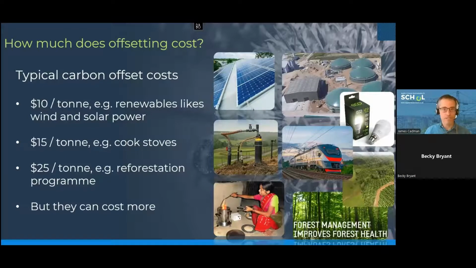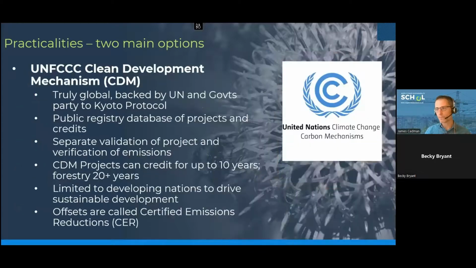There are various different schemes that you can use to do that. I'm just going to go through some of that at a high level. There's two key routes to doing offsets. There's the UNFCCC Clean Development Mechanism. This is the United Nations Framework Convention on Climate Change, the people behind COP26. They've got the Clean Development Mechanism, and they have a process of doing offsets.